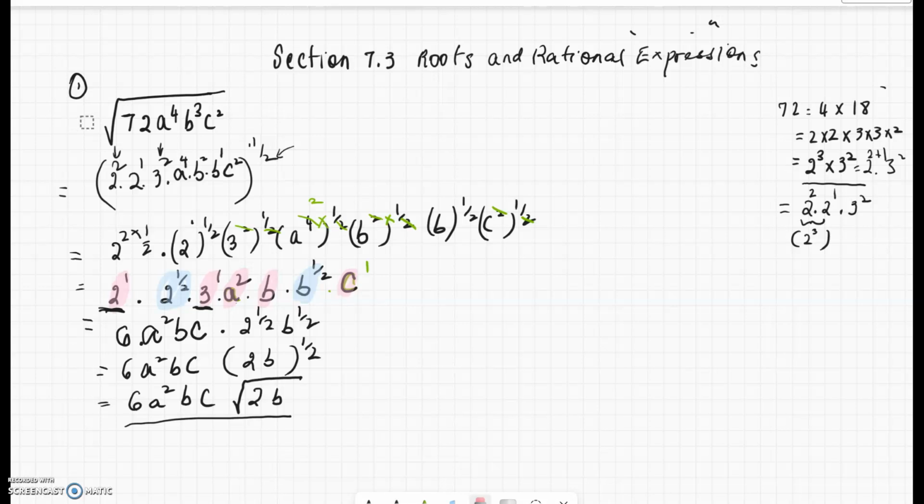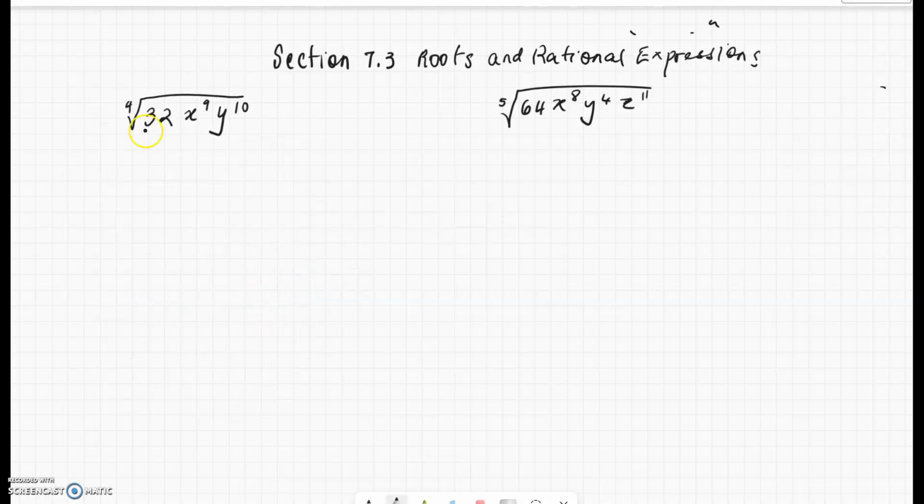Since the original problem is written as a square root, we're going to write whatever is to the half as the square root, and anything with whole number exponents, we write it down first. Let's look at the next one.